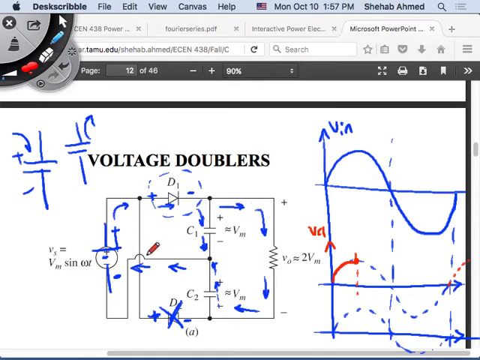It's a half-wave rectifier. This is a half-wave rectifier that we've seen before, right? So the source, diode, and capacitor. Assume this branch is not there, and this is just a piece of wire. Then it's a half-wave rectifier. What happens in the half-wave rectifier?